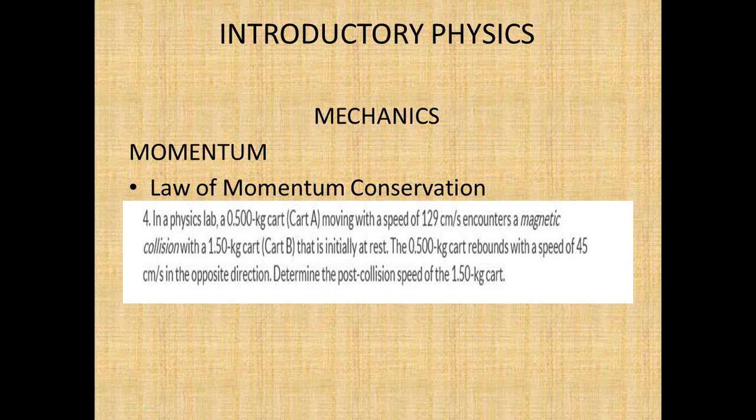So you have two objects colliding, two carts. One is 0.5 kilogram, the other is 1.5. One is at rest, one is traveling at 129 centimeters per second. The lighter cart bounces off and travels in the opposite direction. Determine the post-collision speed of the bigger cart. So the same principle, but you have to have a systematic approach.